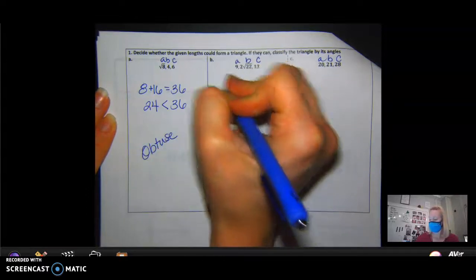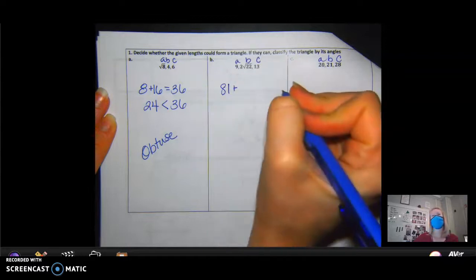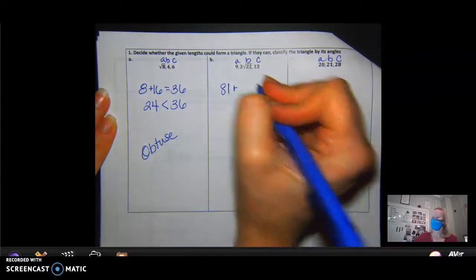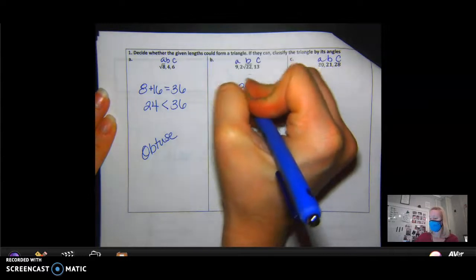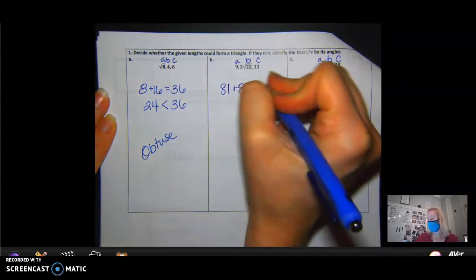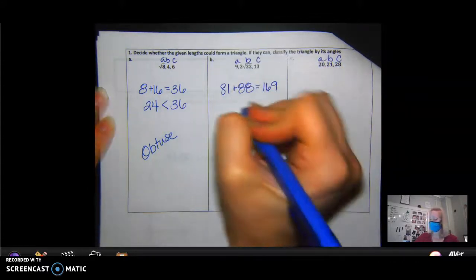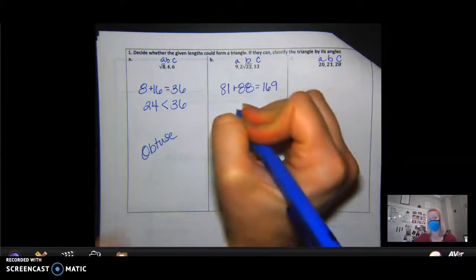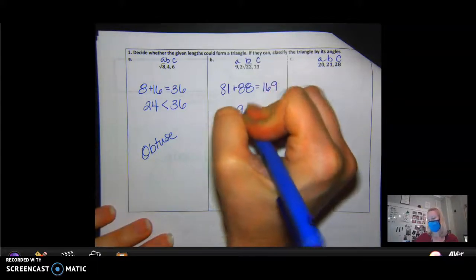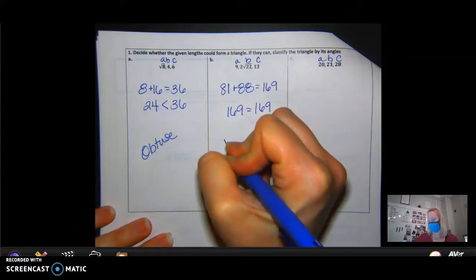Next one, 9 squared is? 81. Plus 2 squared, so 22 is? 88. Good. Be careful on your parentheses if you got that incorrect. What's 13 squared? 169. Yep. What's 88 plus 81? So if 169 equals 169, what kind of triangle? Yep.